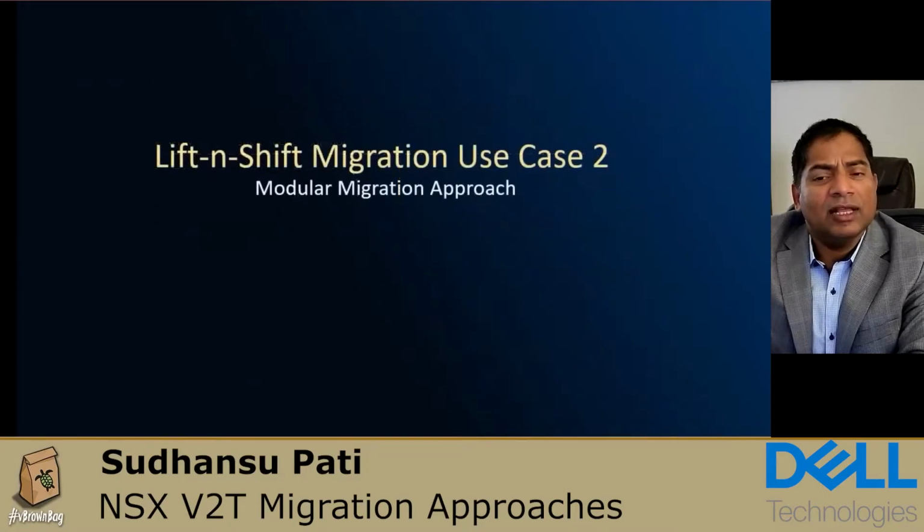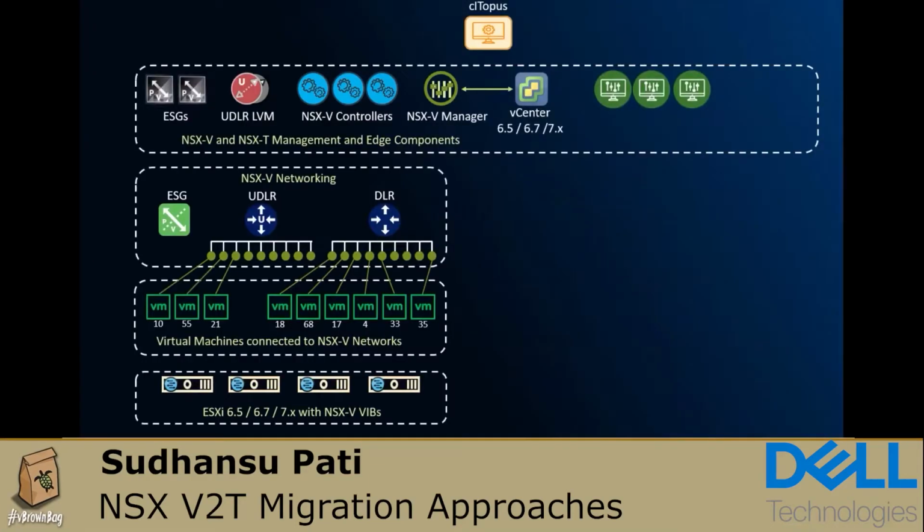But that is not a proper approach for most of our customers, because what if you have 80 ESXi hosts? Are you going to purchase another 80 hosts to do a like-for-like migration from V to T? Probably not. What you may do is purchase some initial hardware or get some hardware from existing clusters, and then migrate your VMs and gradually increase that NSX-T environment. That is the most common lift and shift migration that we have experienced in the field.